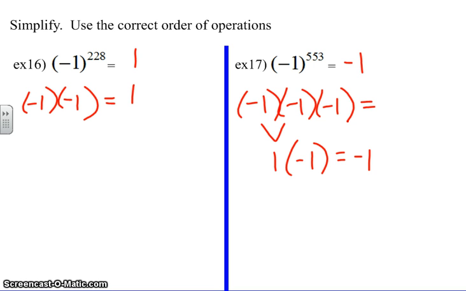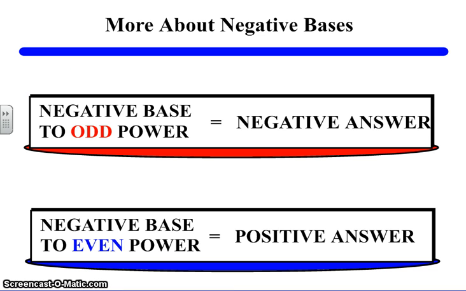And I have some rules for you to copy down. You can pause the video and copy these down. A negative base to an odd power will always give you a negative answer. A negative base to an even power will always give you a positive answer. And if you remember those 2 rules, you should never make a sign mistake in your answer.